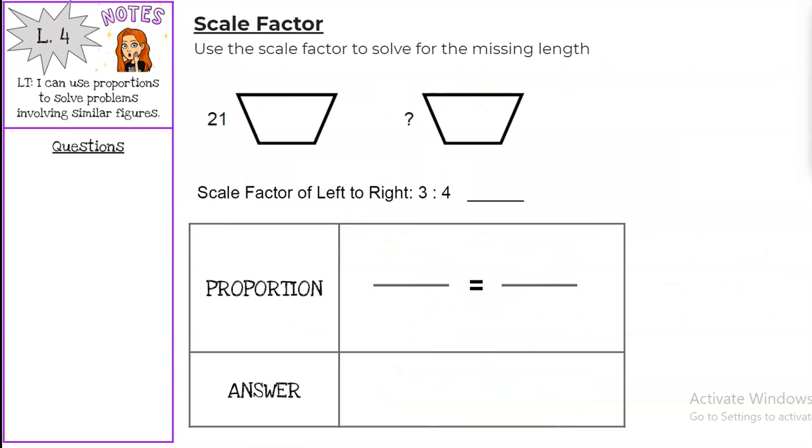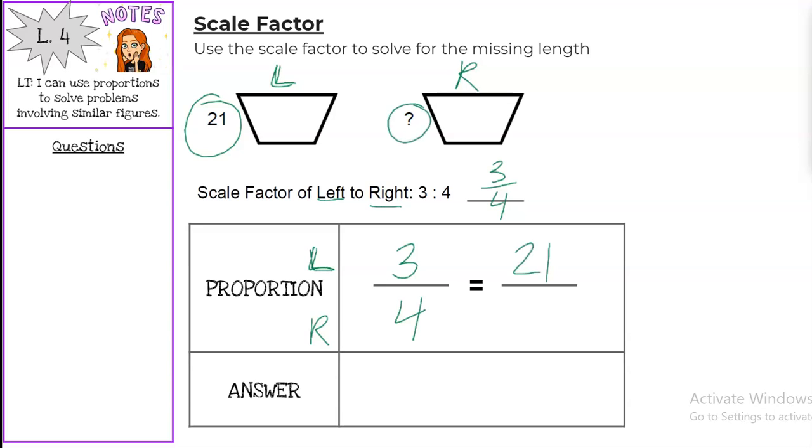One last example, and we're going to use a scale factor on this one. Use the scale factor to solve for the missing length. The scale factor of left to right is 3:4, or 3/4. So I'm going to have that be one of my fractions, 3/4. This is going to be a little different because we went from left to right. Left is this side, right is this side. So on the top from the left, we're going to put the 21. And on the bottom for the right, we're going to put that unknown, that question mark. I'm going to change that to an x for our variable.